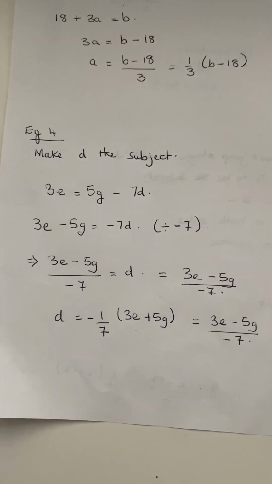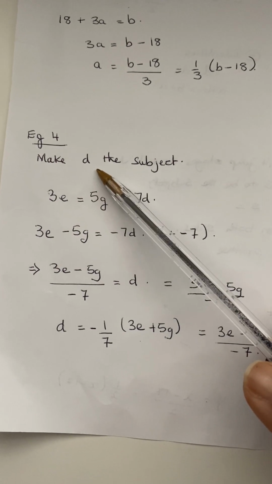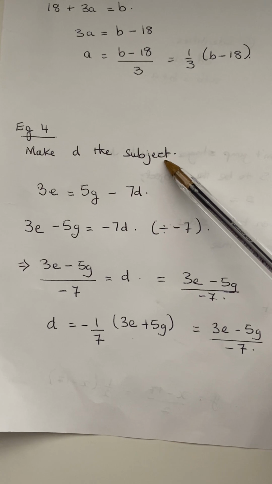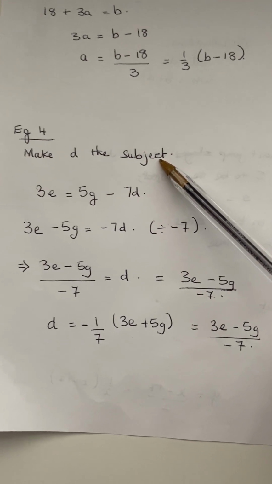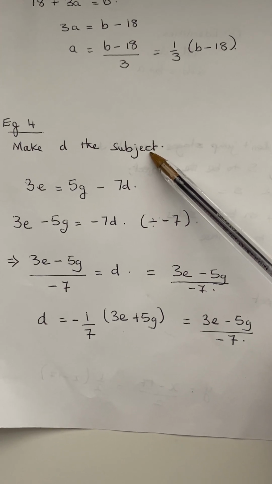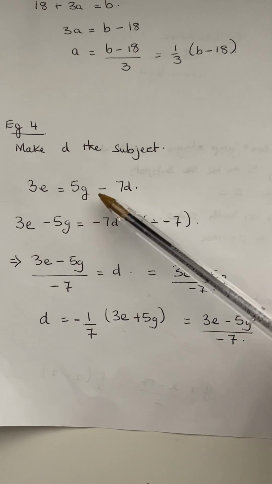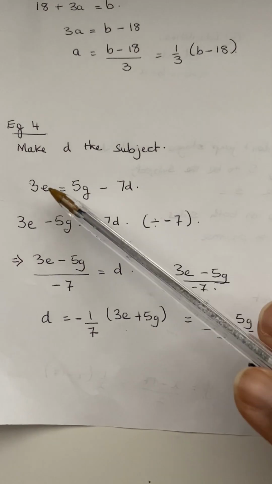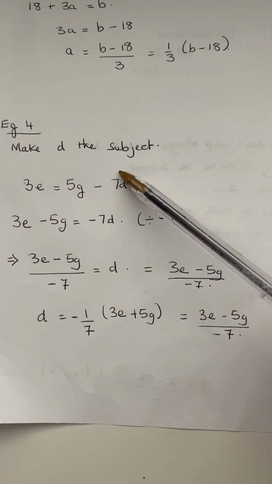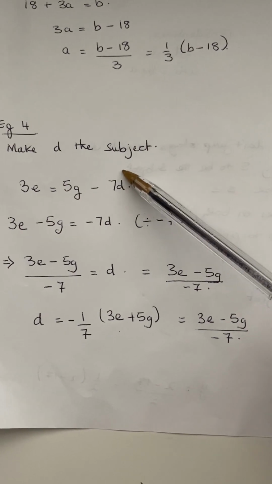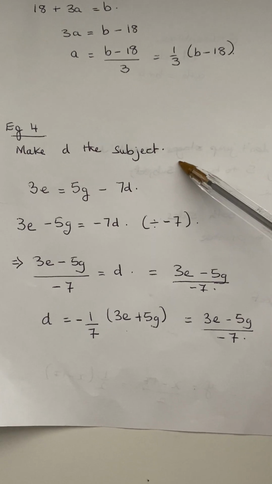Now, our last example for today. Make d the subject. Okay, so they can give you any variable a to z. Okay, so you have to look in the equation and see what they are asking you. So there is e here, there is g there, and there is d. They want me to have the answer as d equals something.